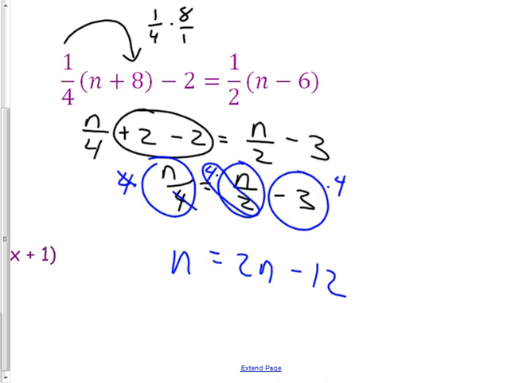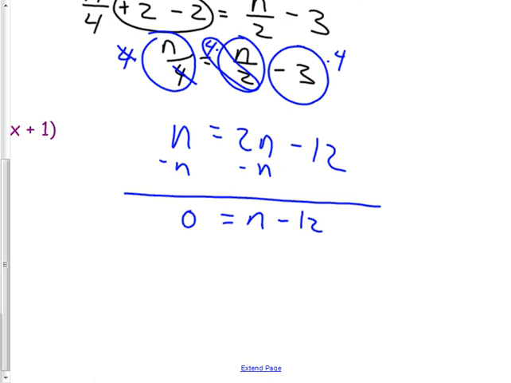A lot easier. Now I'm going to get rid of the smaller one, minus n, minus n. And this bothers people sometimes because they're like, well, everything's going to disappear. That's just n minus n, and that's 0. And then the final answer, add 12 to both sides, 12 equals 4. I like to write it n equals 4. Oops.